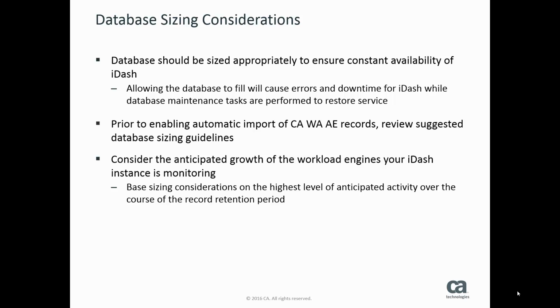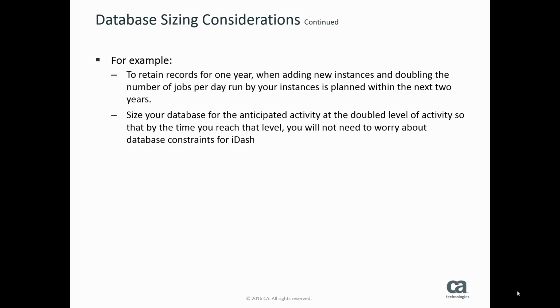Instead, consider the anticipated growth of the workload engines your iDash instance is monitoring, and base your sizing considerations on the highest level of activity you anticipate over the course of the record retention period you are considering, or even longer. For example, you want to retain your records for 1 year, and you are planning on adding new instances and doubling the number of jobs per day run by your instances over the next 2 years. It may be best to size your database for the anticipated doubled level of activity so that by the time you reach that level, you will not need to worry about database constraints for iDash.